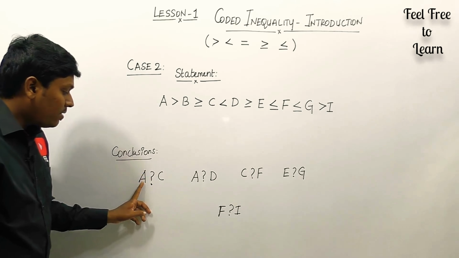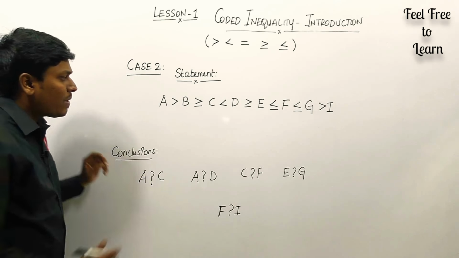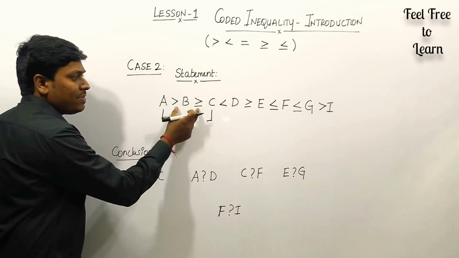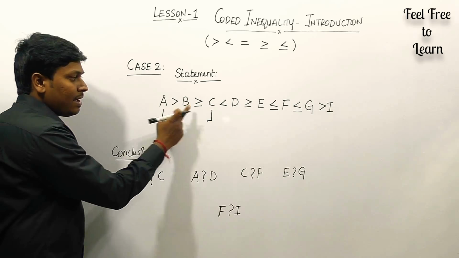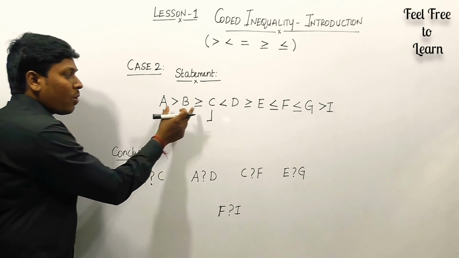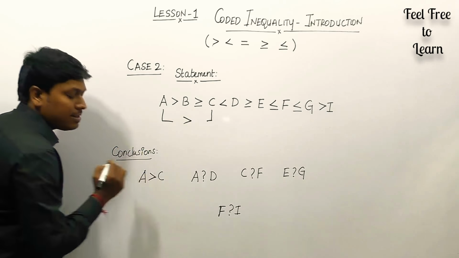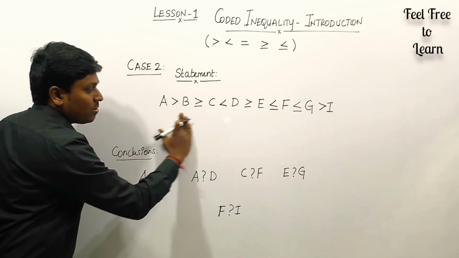So friends, first of all we can conclude A and C. While seeing the relationship between A and C, between A and C we have two symbols, one is greater than and the second is greater than or equal to, and the common symbol is greater than. So we can say that the relation is A greater than C. Got it? So let me move on to the second conclusion.